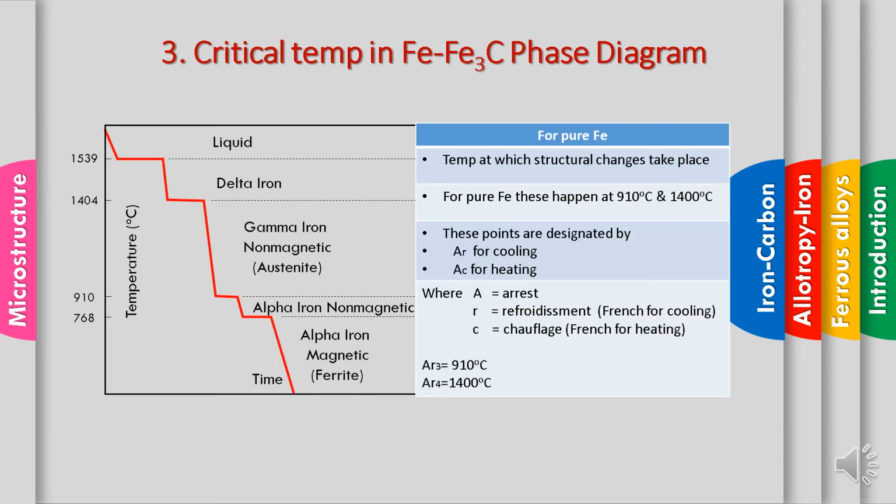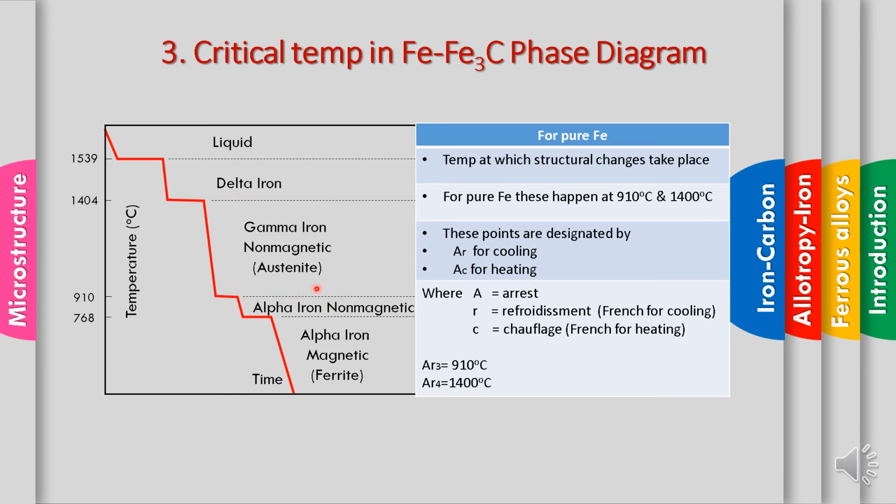And then another information we can get is from the critical temperature of the iron carbide phase diagram. In case of pure iron, we have a temperature at which structural change takes place. Okay, the pure iron change happens at 910 and 1400 degrees Celsius. Okay, actually at this line and this line.